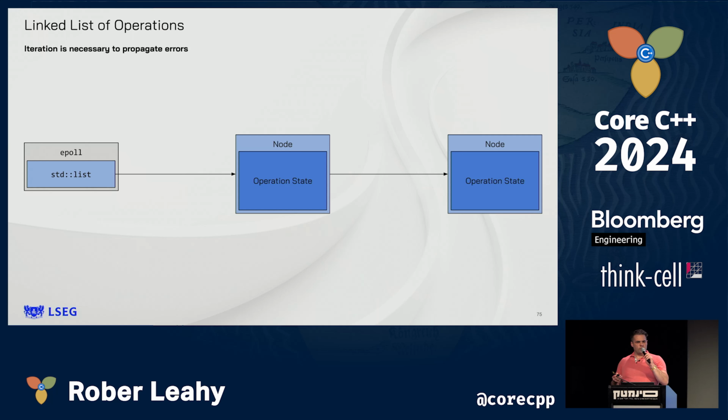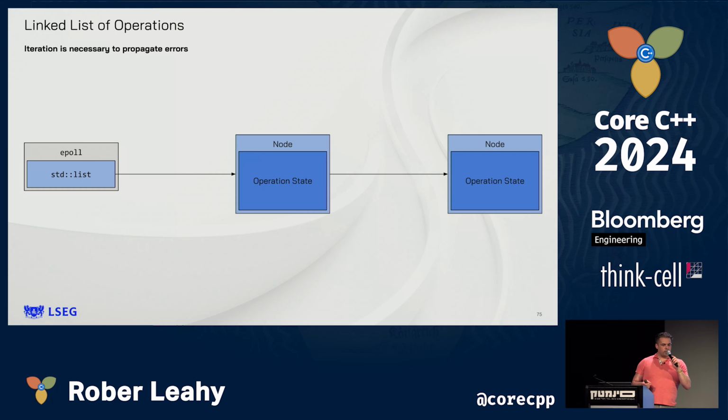The first problem with this formulation is that in that tweet I showed you a few slides ago, you were promised a zero allocating async system. And now I'm reaching for std list, which definitely allocates. The second and more serious problem is this diagram belies the structure of the senders and receivers ecosystem. We don't get to pick where operation states live. That's up to the person who called connect.